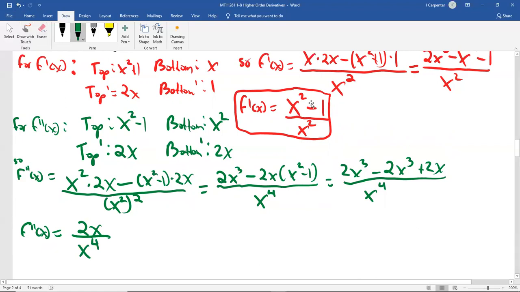It actually looks simpler than the first derivative. The first derivative had two terms in the top. This has only got one. That's because this canceled better.